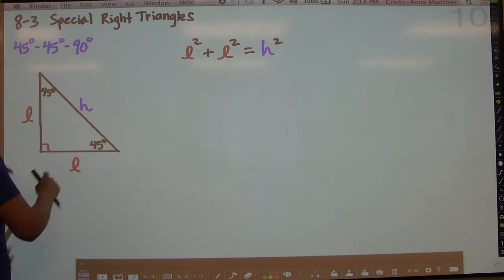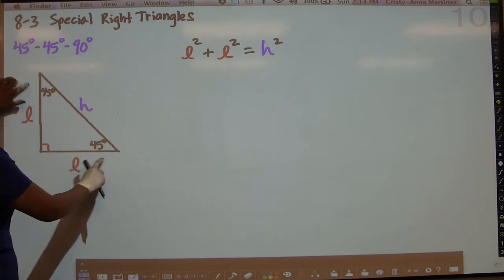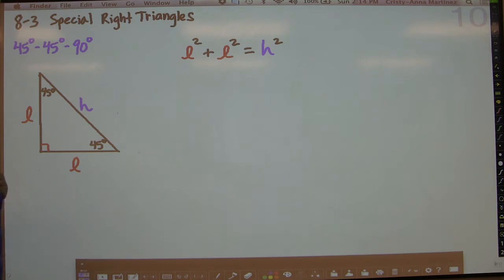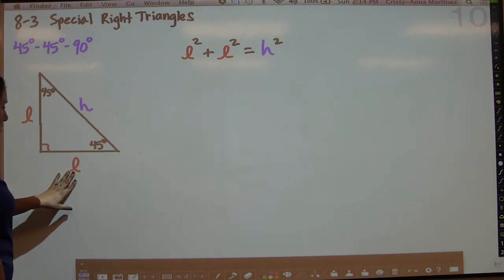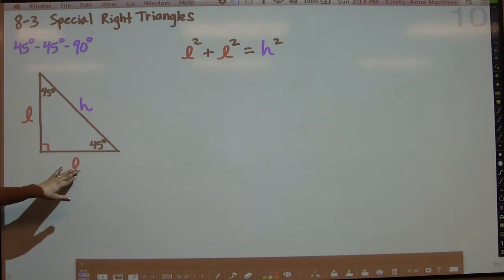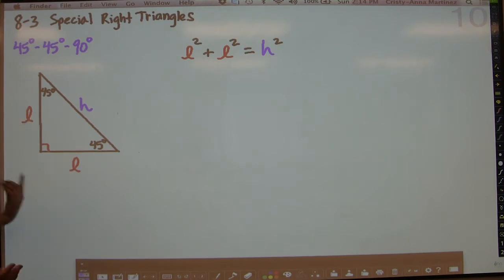And then the sides would be the same. So I've gone ahead and labeled them L for length. So here we have L and L. They'd be the same. Hence it's isosceles. And of course, the hypotenuse of a right triangle is always opposite the 90-degree angle.